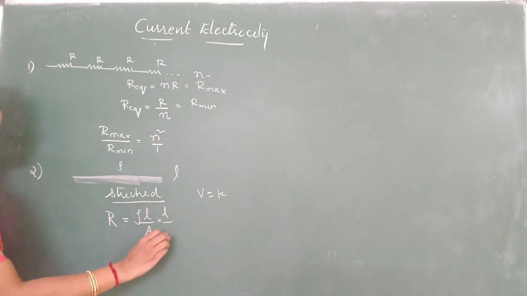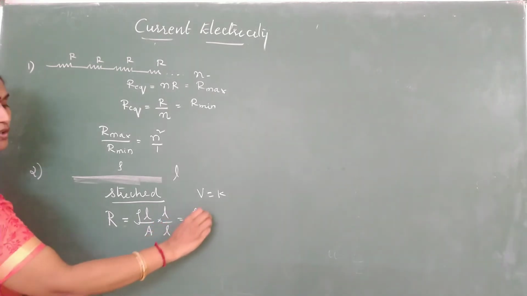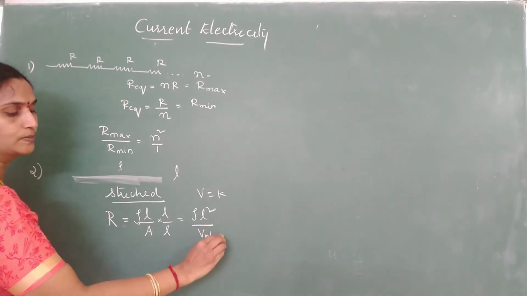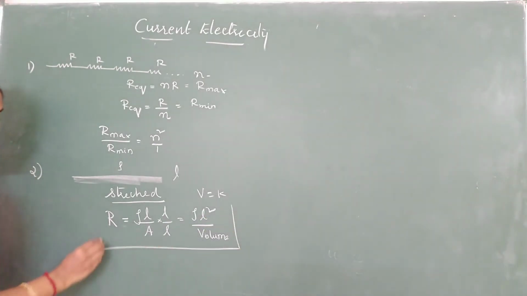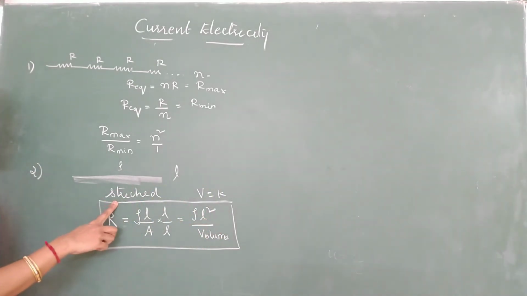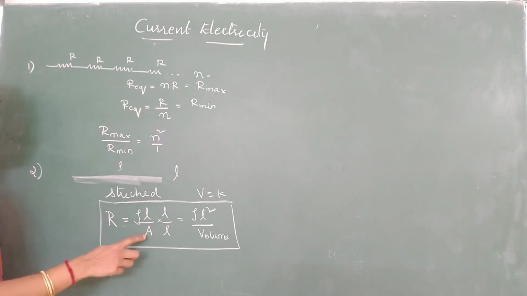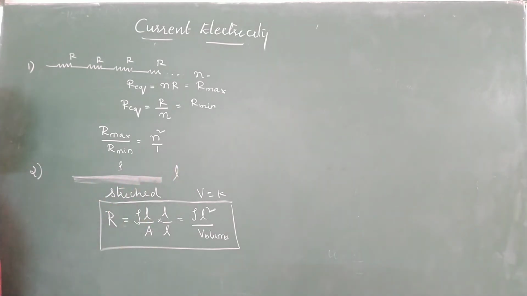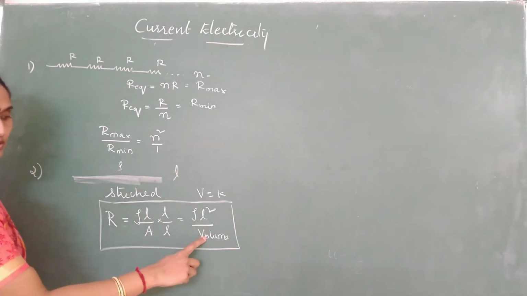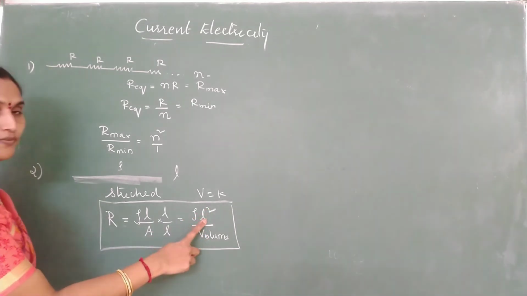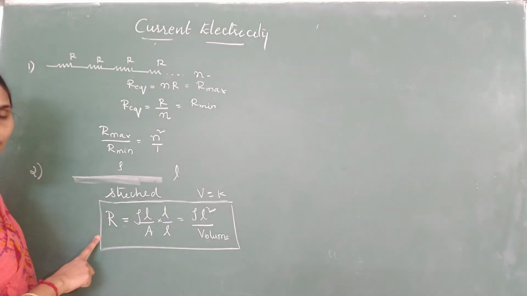Multiply and divide with L. Rho into L squared by area into length, which gives you volume. So we have to make use of this relation if length is changed by stretching the wire. If it is not stretched and extra length is added, then you can directly use the formula rho L by A. But if the same wire is stretched to double the length or triple the length, then make use of this relation: rho L squared divided by volume. Rho and volume will remain constant. If length is doubled, resistance will increase by 4 times.